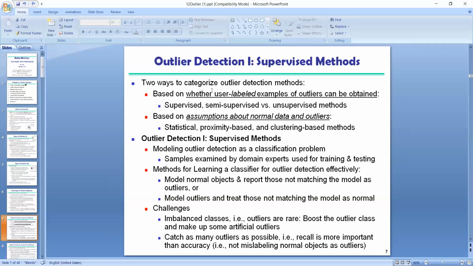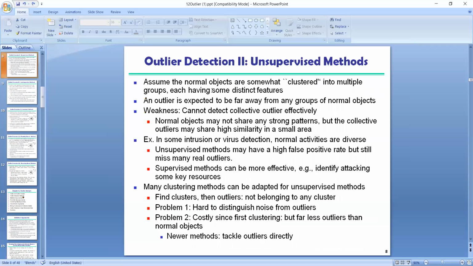So the challenges related to this method is imbalanced classes. So outliers will be rare, right? So boost the outlier classes and make up some artificial outliers as required. Now catch as many outliers as possible, but recall is more important than accuracy. So not mislabel any normal object as an outlier. So actually in supervised methods, we are going to make a classifier to detect whether it is an outlier or whether it is a normal data.